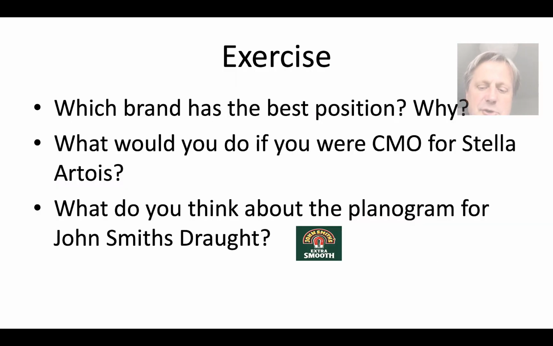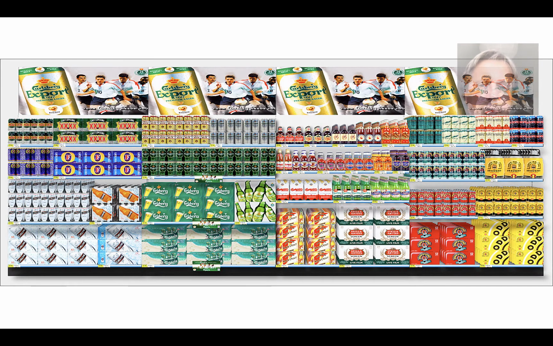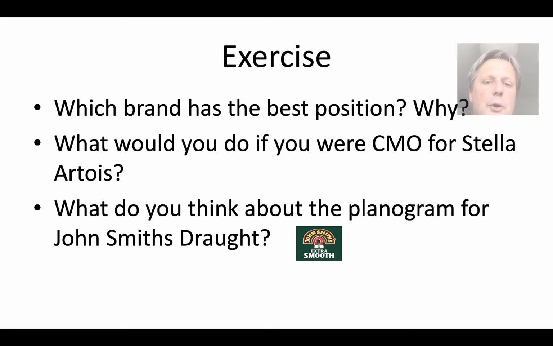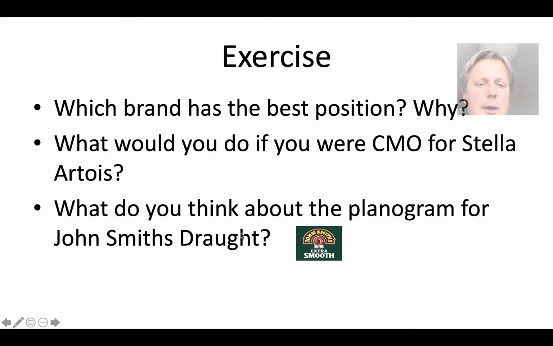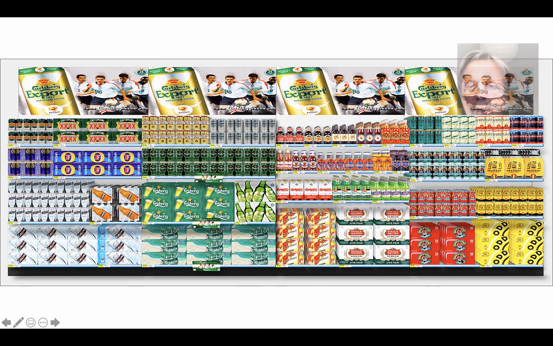Which brand has the best position? Well, obviously. What would you do if you were a CMO, Chief Marketing Officer, for Stella Artois? Where's Stella? There it is. What would you like to do? What do you think about the planogram for John Smith's draught? There. So you can just, if you feel like it, give it a thought. Why does the planogram look the way it does? Where would you like to be? What do you think would have an important aspect or effect for you?